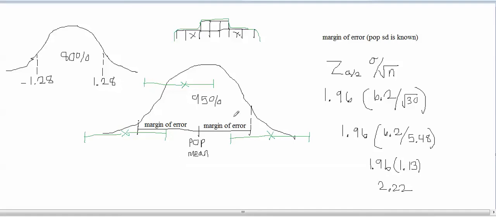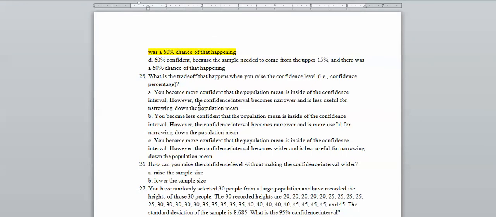So when your confidence level goes up, the z-score gets bigger, the entire margin of error gets bigger, and because of that, the confidence interval becomes wider. So you become more confident, but the confidence interval becomes wider. And when it's wider, it's less precise. It's less useful for narrowing down the population mean that you're estimating.